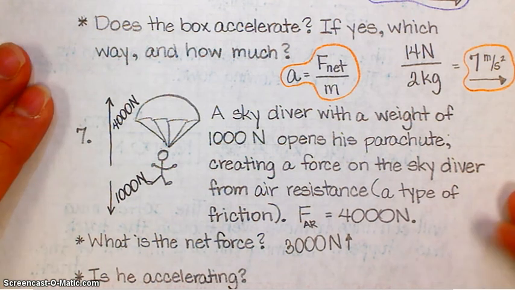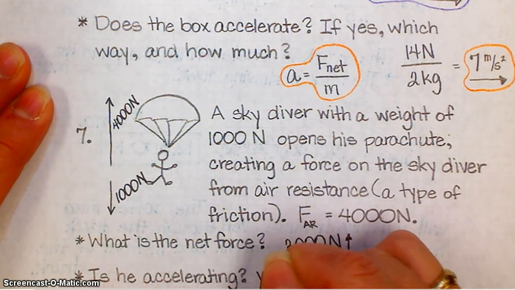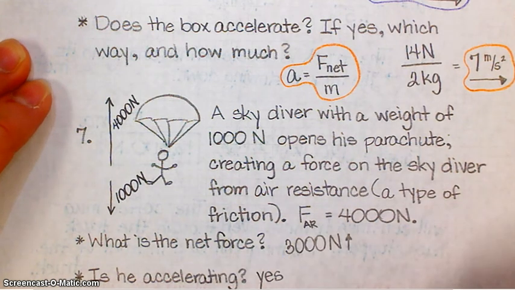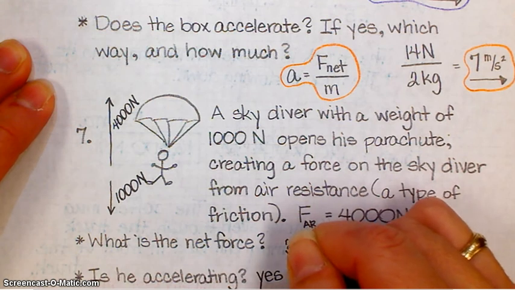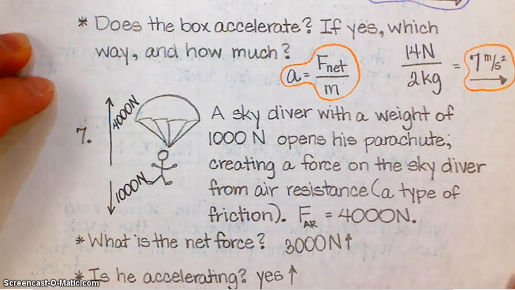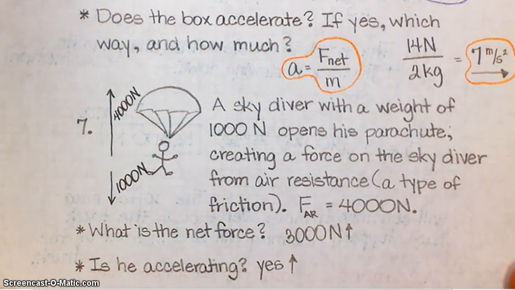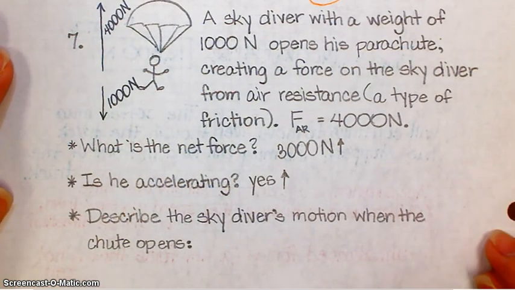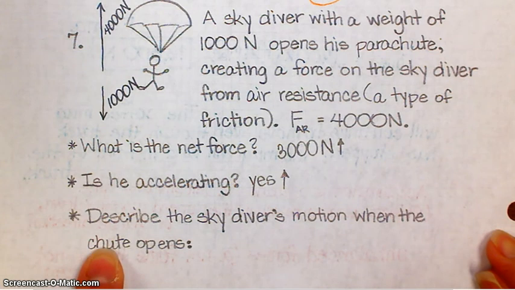Is he accelerating? Yes, because there is a net force acting on him. And the net force is acting up. His acceleration will be oriented up as well. Okay? All right, now it says to describe the skydiver's motion. Notice I did not have you calculate his acceleration. The reason you can't calculate his acceleration is because you don't actually know his mass. Okay?